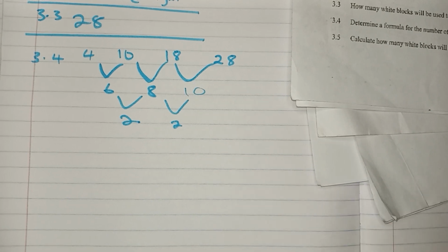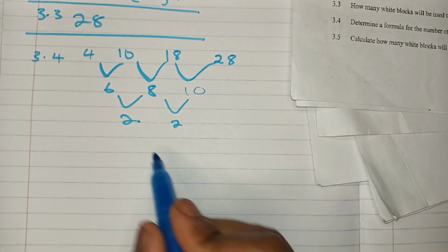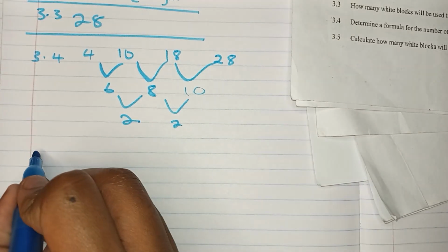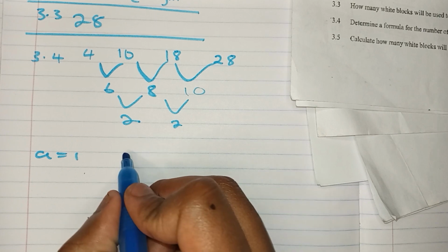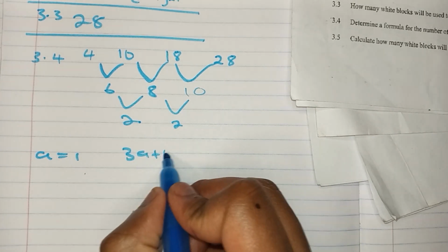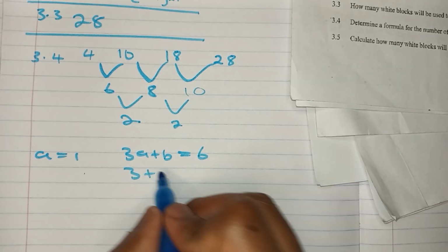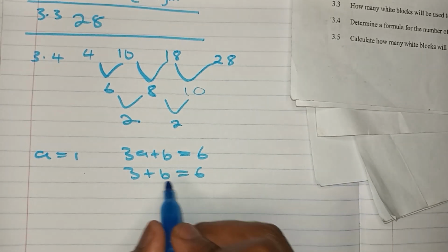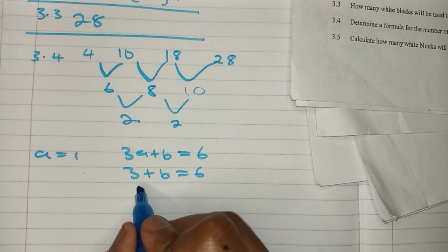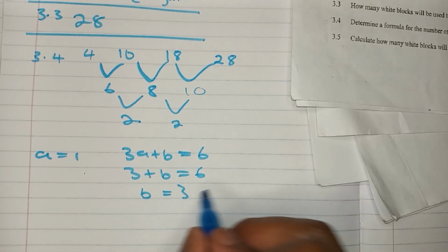Let us try to find the formula, because now I'm going to take it as if I'm working alone, because I've explained how to work out a quadratic before. So right now I'm just going to go a little bit faster, right? I'm going to say a is equal to 1, 3a plus b is equal to 6. So 3 plus b is equal to 6, and now we have b is equal to 3, right?